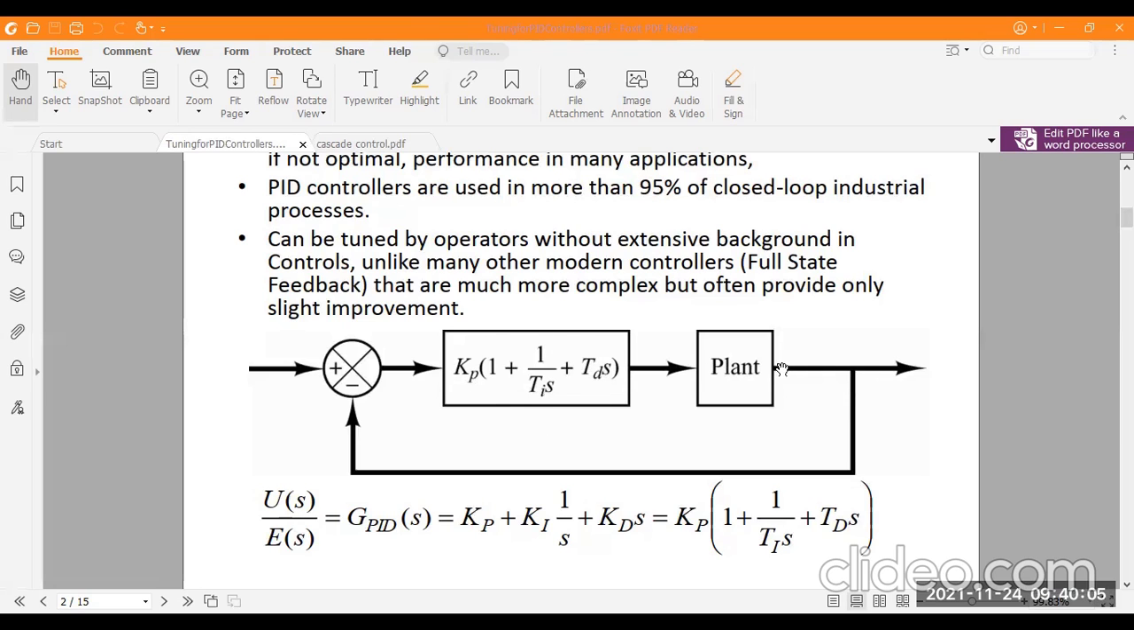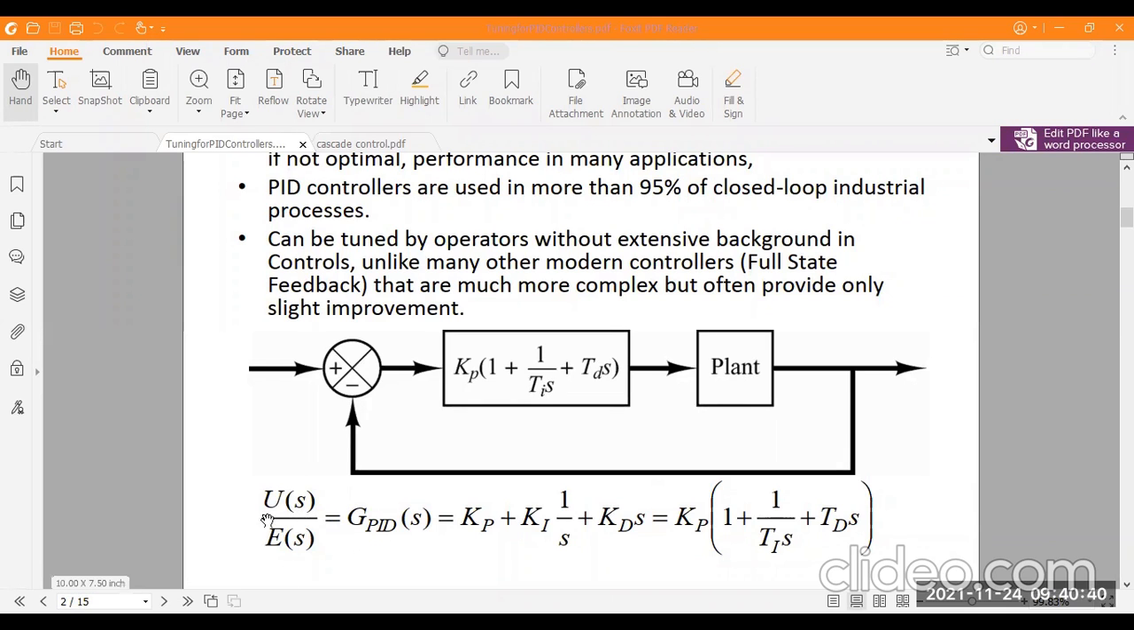This is one closed loop, that means one feedback loop we attach here. So this is called a closed loop control system. It can be tuned by operators without extensive background in controls, unlike many other modern feedback controllers, which are much more complex but often provide only slight improvement. So we use closed loop control systems in our process control industries.